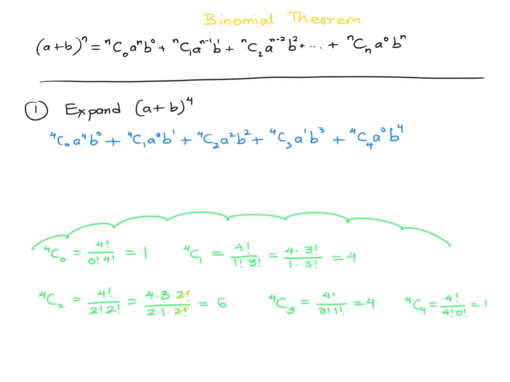And then 4 choose 4 is going to be exactly like 4 choose 0, so that's also going to equal 1. And so we can finally write out the simplified version of this expansion. 4 choose 0 is 1, so don't bother writing the 1. B to the 0 is also 1. Again, don't bother writing it.